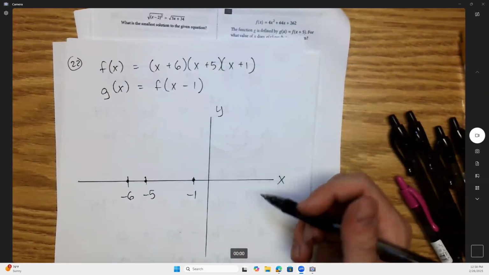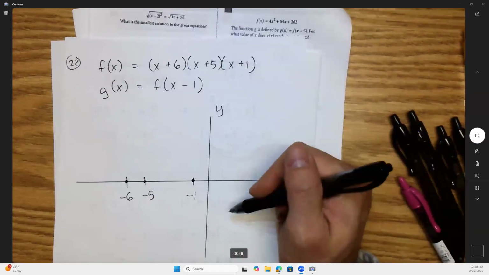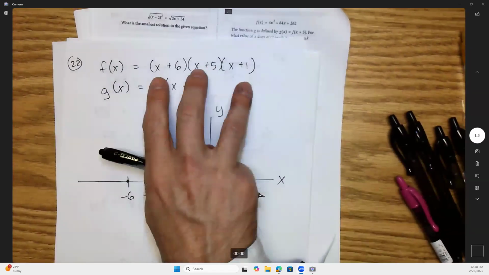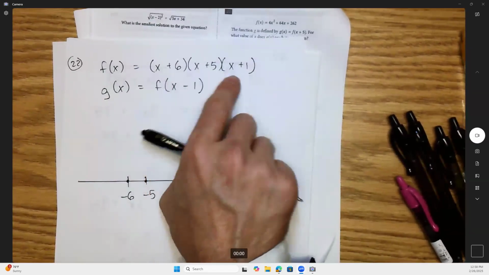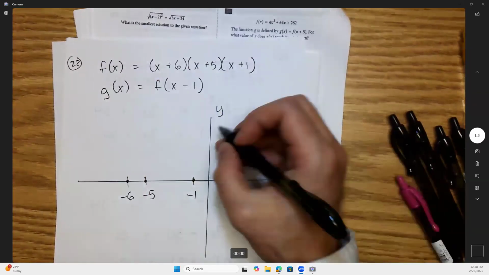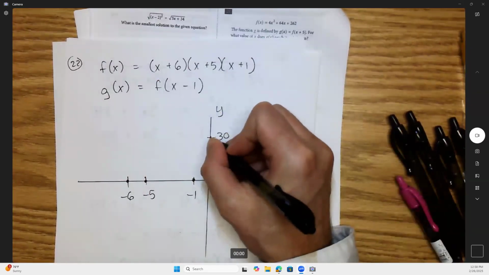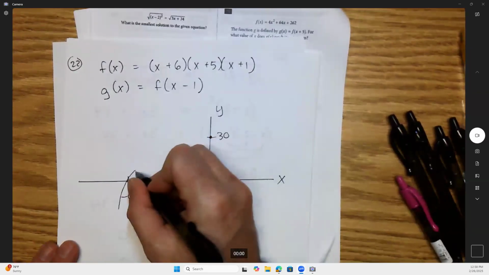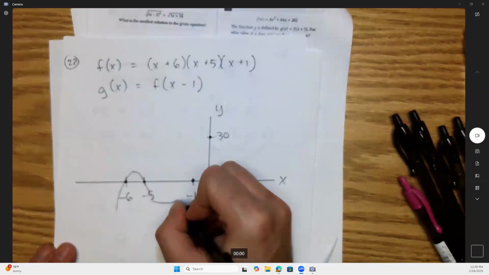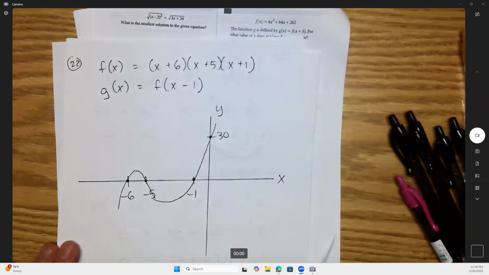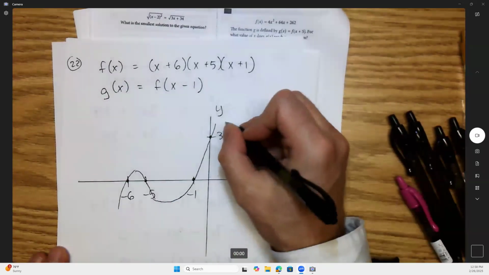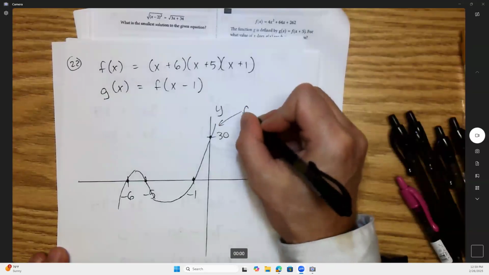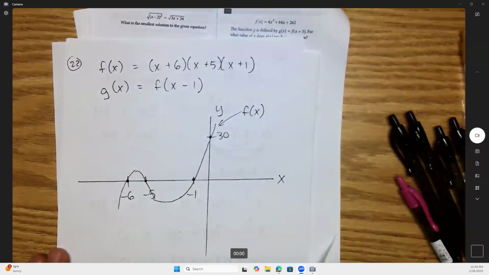How do you find the y-intercept again? Yeah, you plug in 0 for x, and if you multiply that together, what does that give you? 30. So here's your y-intercept. It looks like my graph, not exactly to scale, but you guys get the idea. You guys think the graph is basically going to look like that, some version of that? Okay, so that right there is f of x.